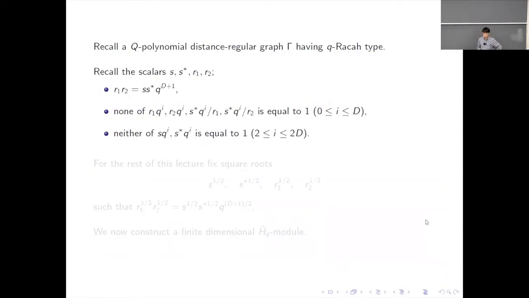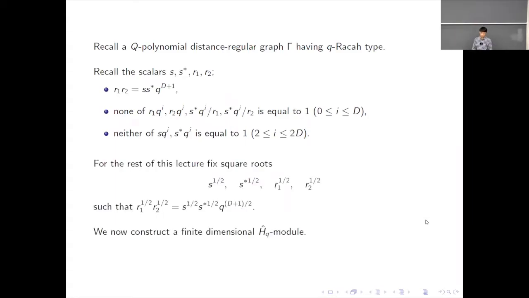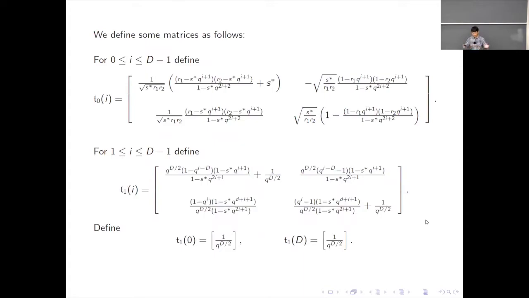We recall a Q-polynomial distance regular graph gamma having Q-Racah type, and we recall the parameters S star, R1, R2 with these conditions. Then we fix square roots of the parameters: square root of S, square root of S star, square root of R1, square root of R2, so that this relation holds. With these parameters, we now construct a finite dimensional HQ hat module. And we first define a bunch of matrices.